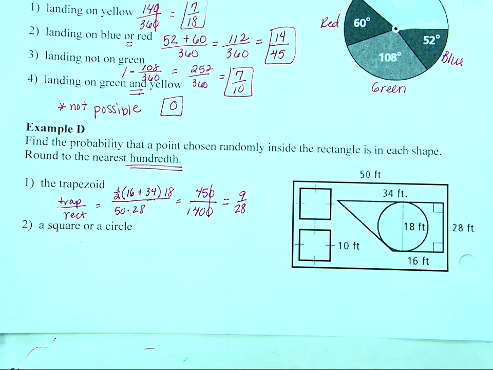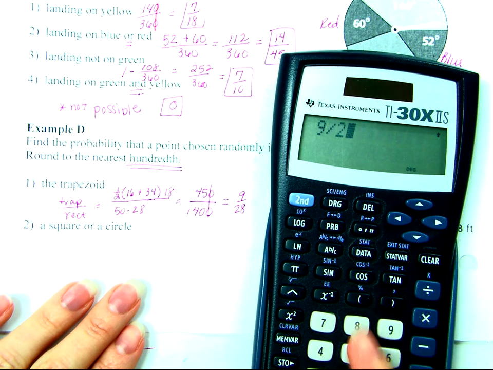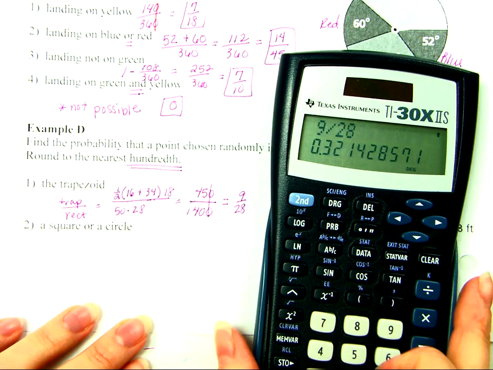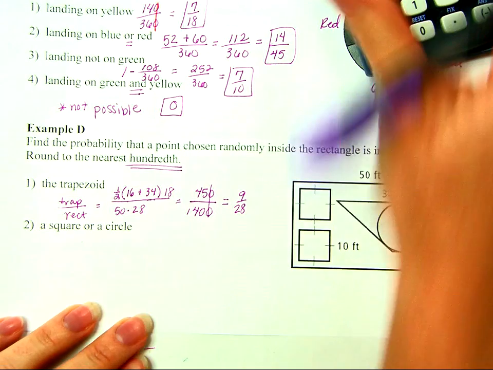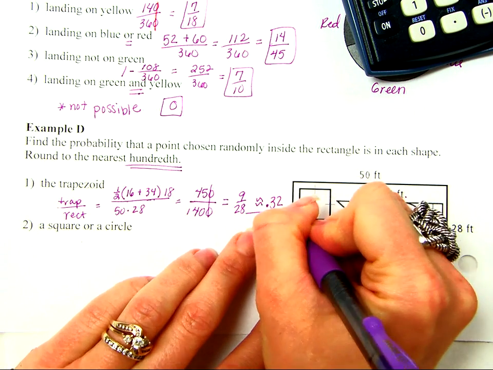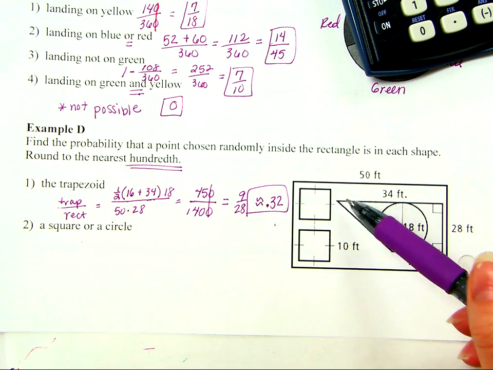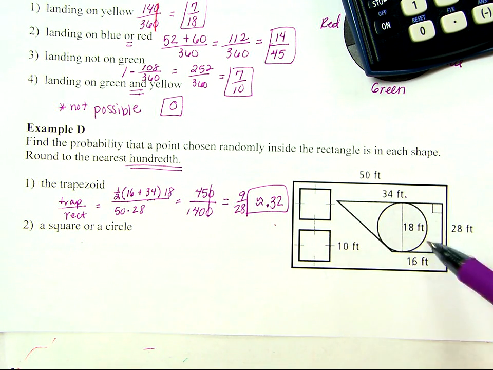But it does ask me to give a probability to the nearest hundredth. So we're going to take and just see what that's going to give me. To the nearest hundredth, I see it's about 0.32. So it's going to be about 32%. So this space in here takes up about 32% of that area.